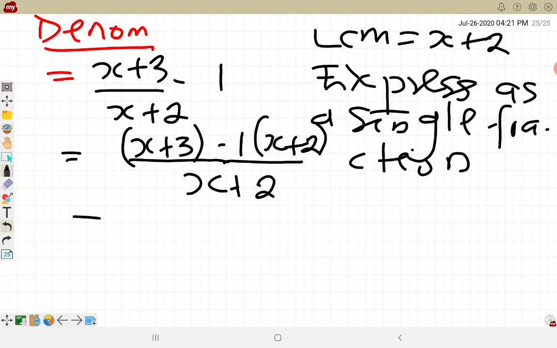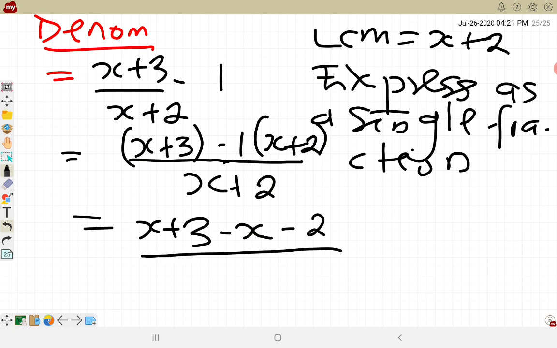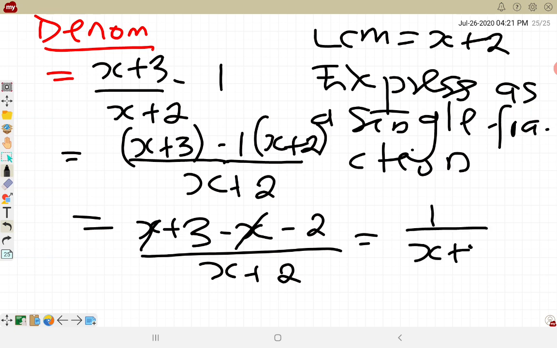Okay, so now open the bracket. We have x plus 3, minus times x gives us minus x, minus times plus 2 gives us minus 2, over x plus 2. So collecting the like terms over there, we have x minus x. Good. So 3 minus 2 will give us 1 over x plus 2. That is the denominator. Now we come back to where we started the question from.